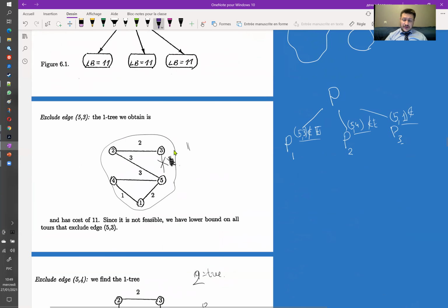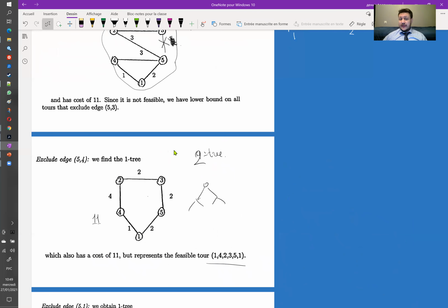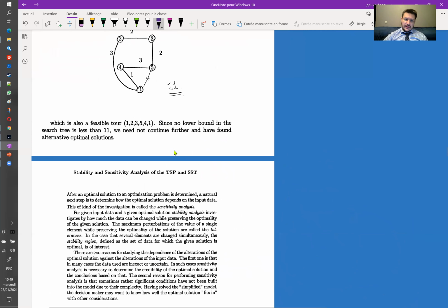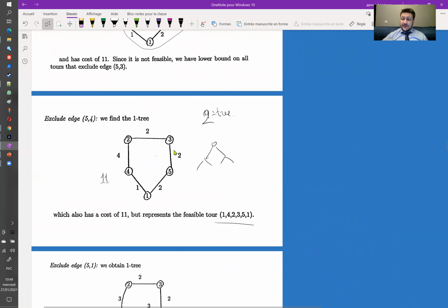Okay, so we checked and we tried to find a solution, and we found it. For our problem the solution is here and here. We have 11 here and here. We are free to choose this one as the solution, or this one. It's up to us. But we have found the solution. The idea was that we have to exclude some edges.